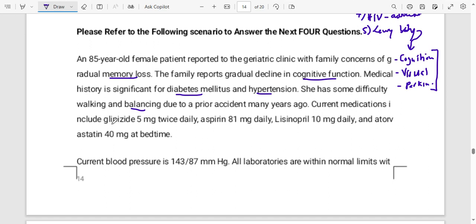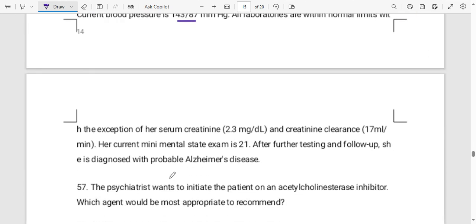Current medications include glipizide 5 milligrams twice daily, aspirin 81 milligrams daily, lisinopril 10 milligrams daily, and atorvastatin, which is a statin given at bedtime. Current blood pressure is 143 out of 87 millimeters of mercury. All laboratories are within normal limits, with the exception of her serum creatinine and creatinine clearance. Her current mini mental state exam is 21. After further testing and follow up, she is diagnosed with probable Alzheimer's disease.